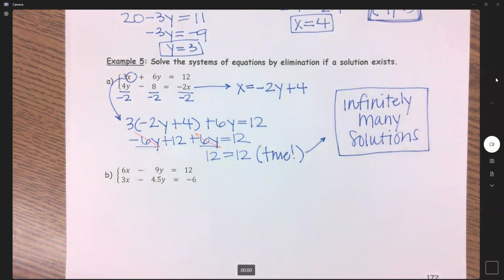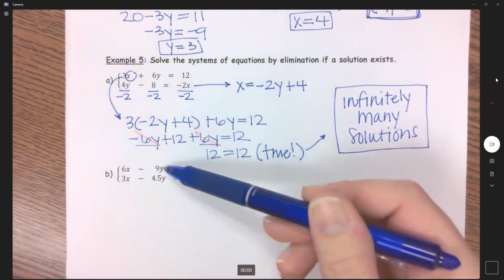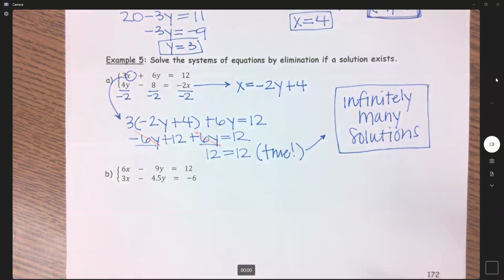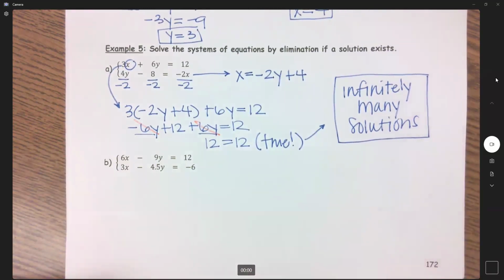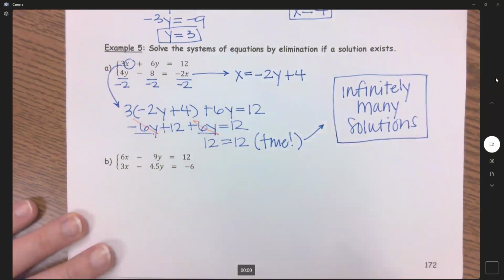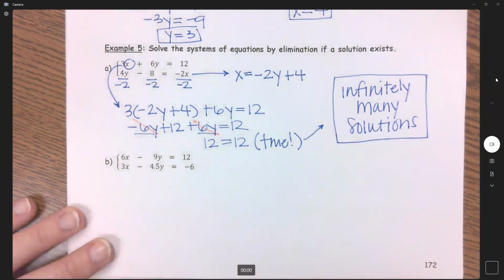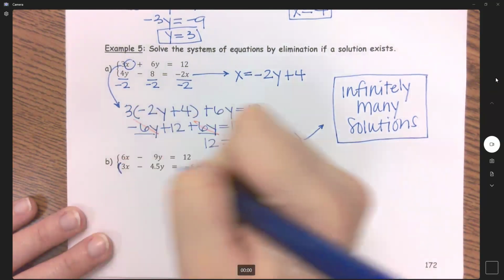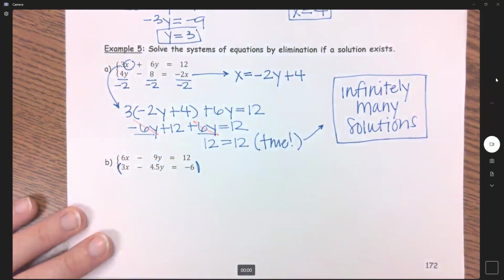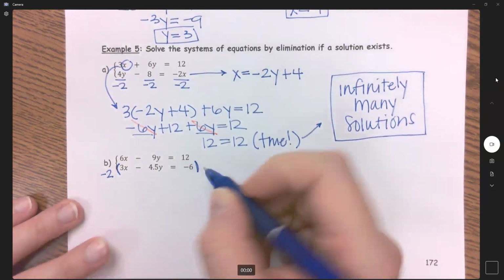Okay, let's see what happens on B. On B, it tells me to use elimination, and I actually want to use elimination here because my x's are stacked, my y's are stacked, my constants are stacked. So to be able to, let's say, eliminate my x, what would I have to multiply one of my equations by? Well, I can easily turn this 3 into something that's going to cancel with this 6 by multiplying this bottom equation by what? By -2.